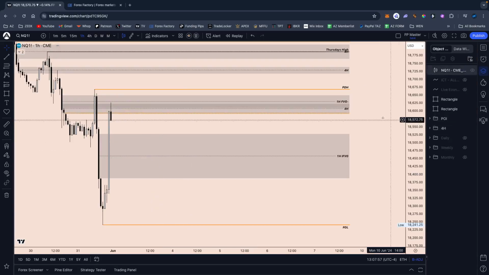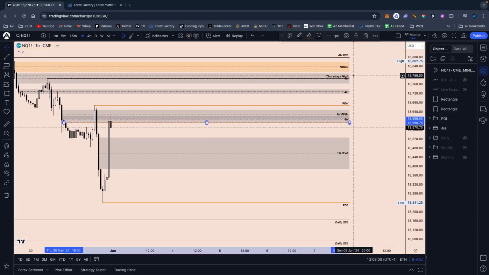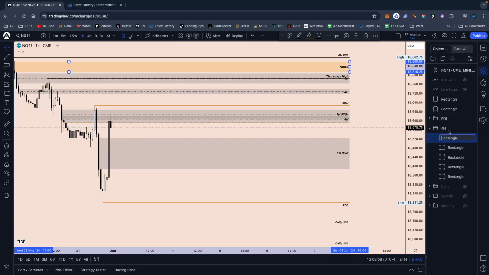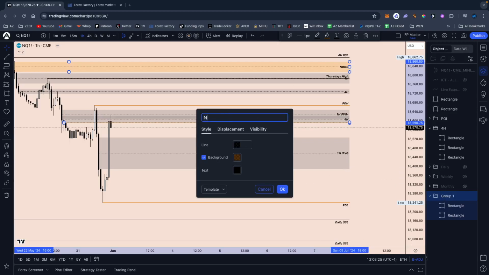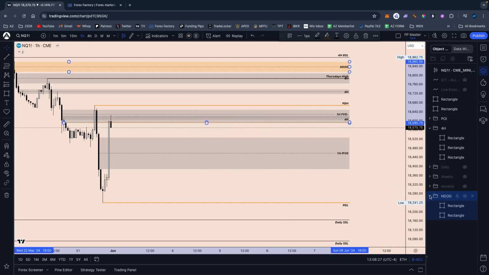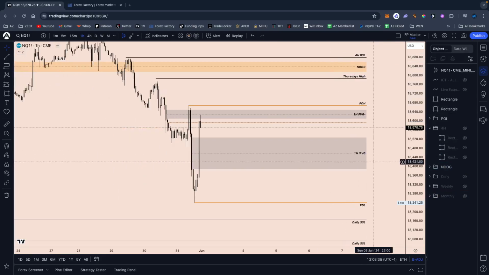One thing that I want to change is I want to grab this one. Those two, come on. Open up the 4 hour folder. I want to grab this rectangle and put it away, and this one right here. Just those two ones into a folder and call it New Day Opening Gaps. So if we hide the 4 hour, we still see our New Day Opening Gaps.